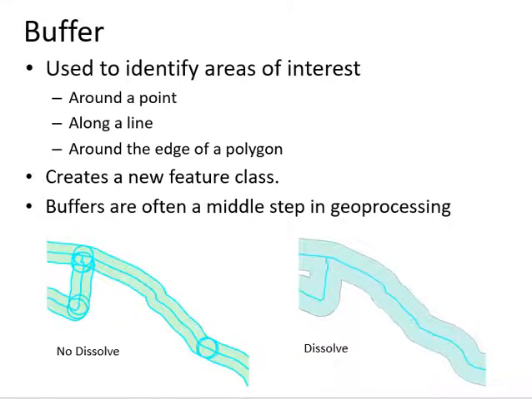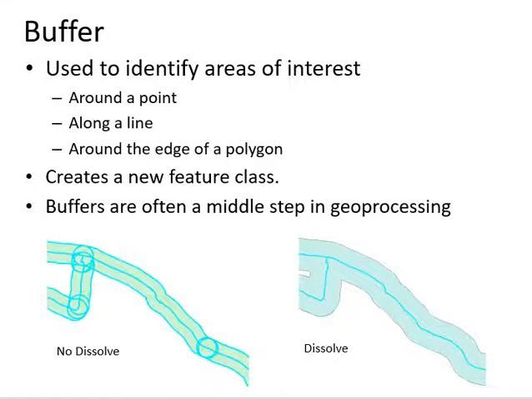Another geoprocessing tool is a buffer, and a buffer is often kind of an intermediate process. So for example, in the snail habitat, you're going to make a buffer around roads, and then you're going to take that buffer and use that as a way to intersect with your snail habitat to find areas that need to be thinned. So a buffer can be used to identify this spatial or physical area around a point, a line, or a polygon. And it too creates a new feature class.